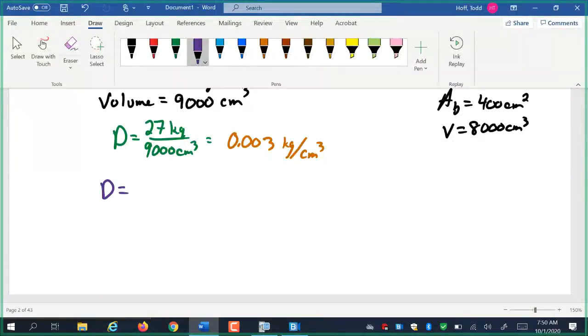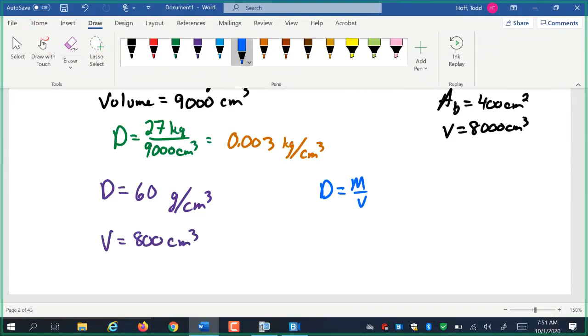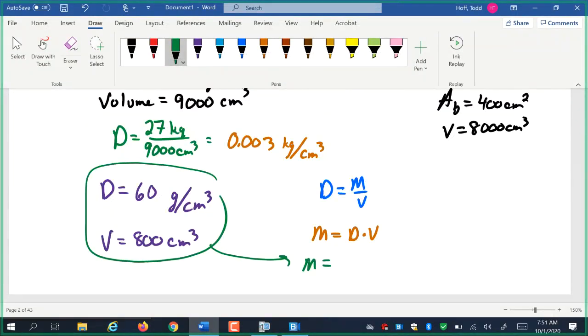So let's say we have something with a density of 60 grams per centimeter cubed, and it has a volume of, what do I want to put in here? This really doesn't matter. Go 800 cubic centimeters. I can find the mass by rearranging that formula. Density equals mass over volume. I can rearrange that to get an alternative of mass equals density times volume. So I can use this information to find the mass of that object.